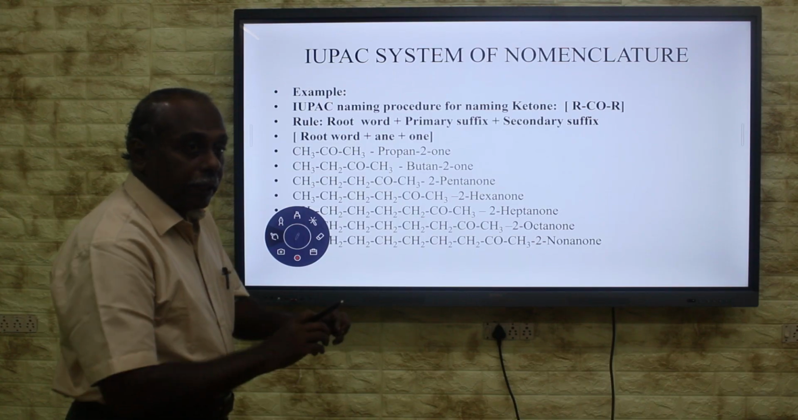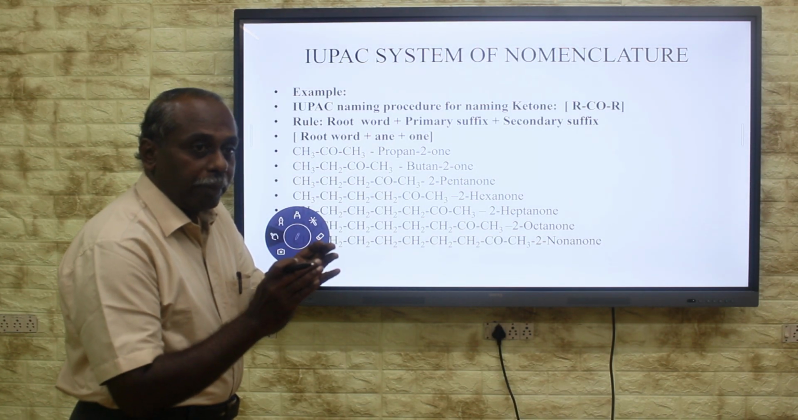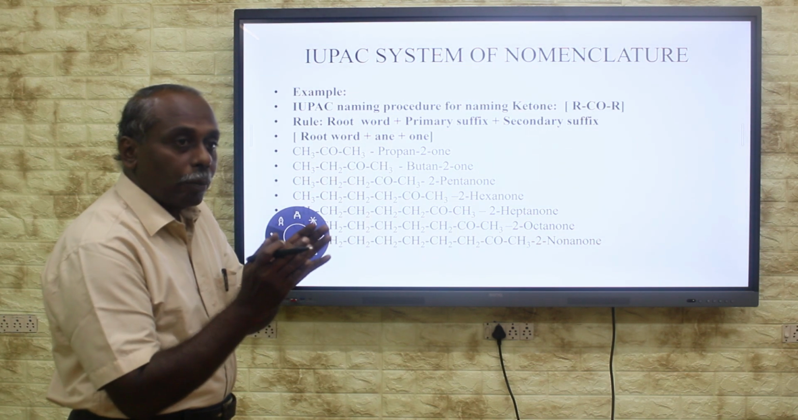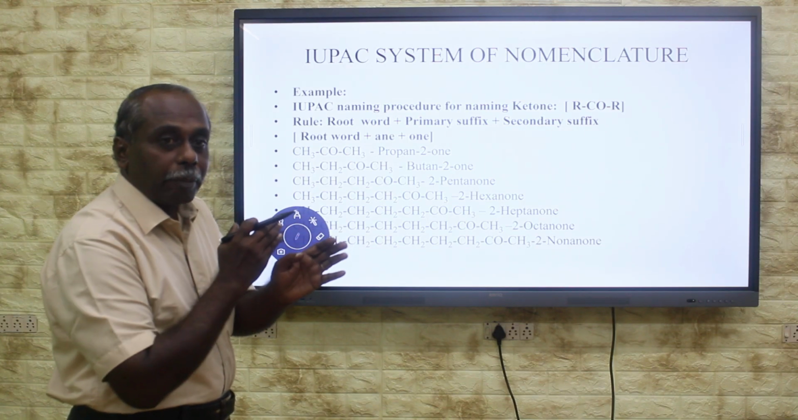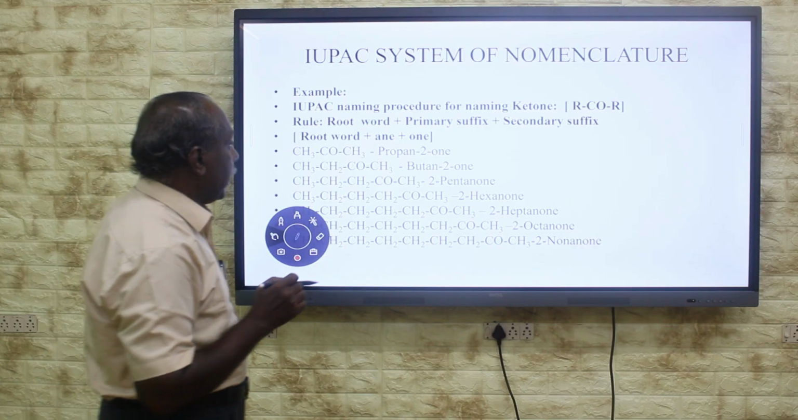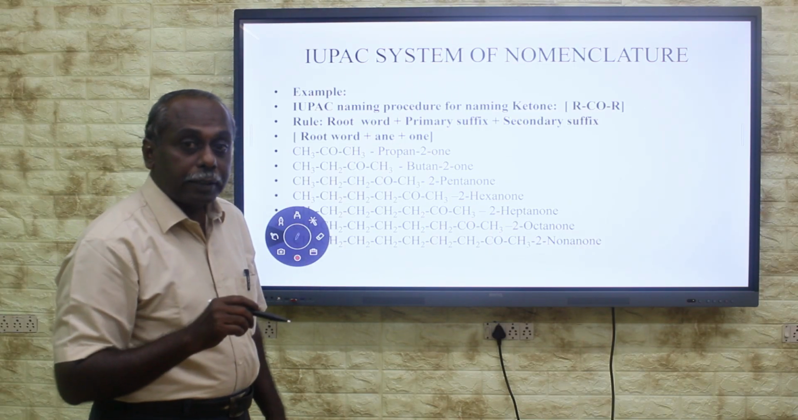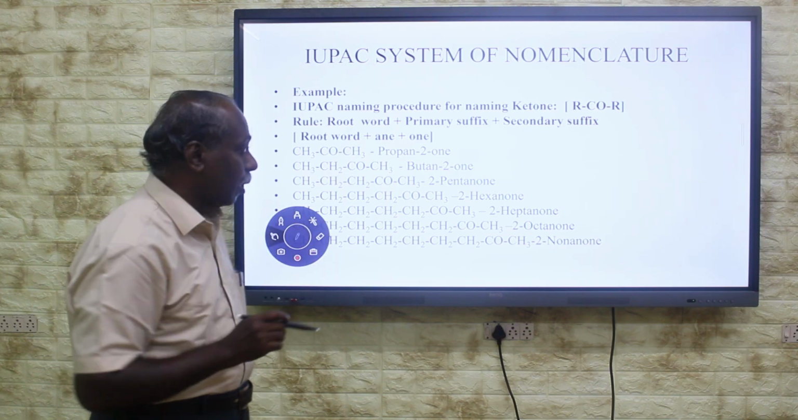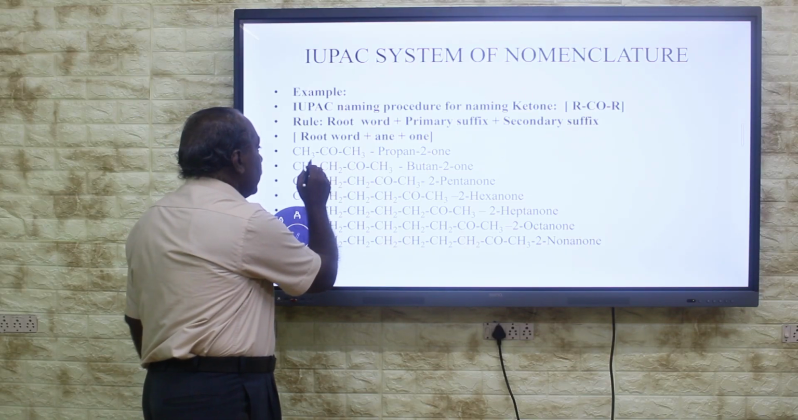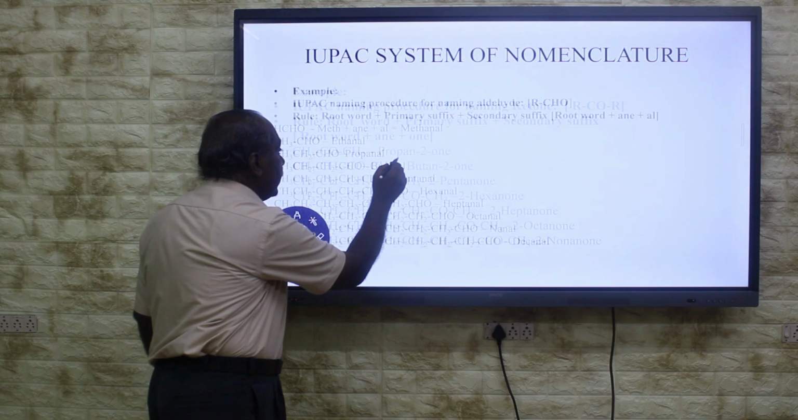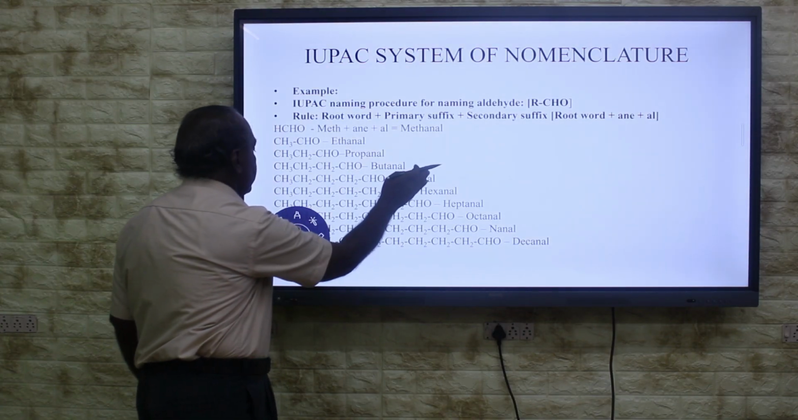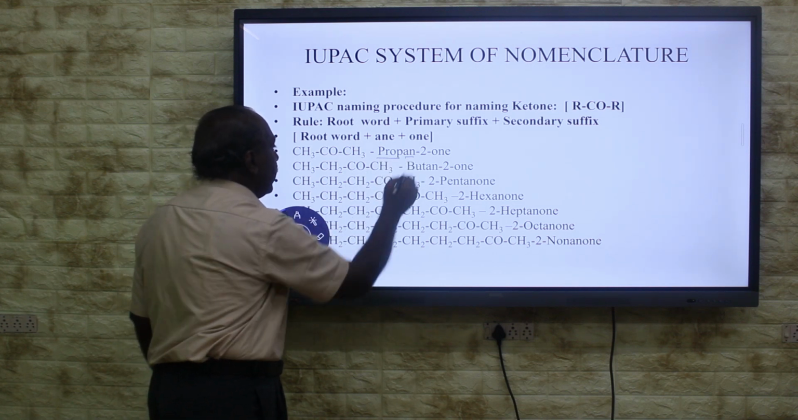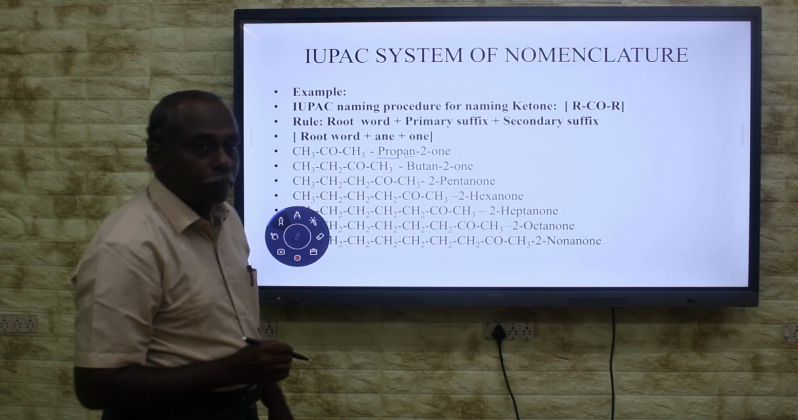Ketone. Here the general rule is root word, primary suffix ANE, then secondary suffix ONE. When you combine these two, the E in the primary suffix is removed. The first member of ketone is a 3-carbon compound; the first homologue of ketone contains 3 carbon atoms. This 3 is indicated by prop, then AN. Here the ketone is in the second carbon: propan-2-one.